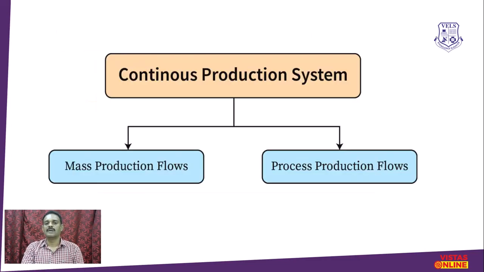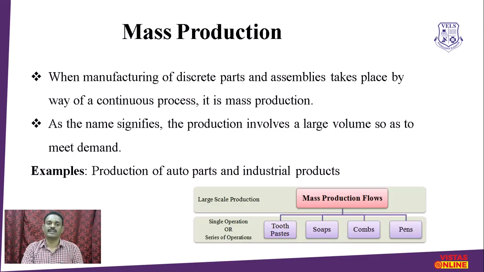The continuous production system has two subdivisions. The first one is mass production flows. The second one is process production flows. These two subdivisions also produce products under the continuous production system. The first one is mass production. So mass, we know the meaning of mass. Mass means large number or large quantity. So mass production is nothing but producing the product in a large number.